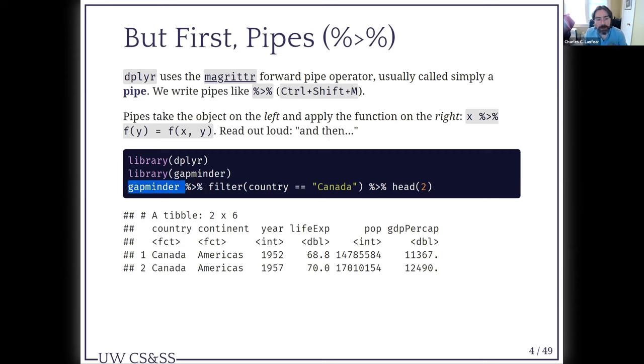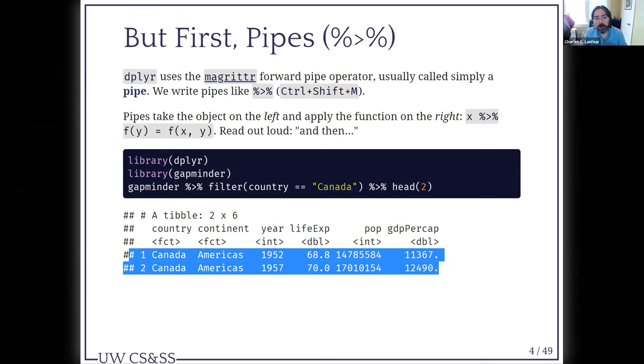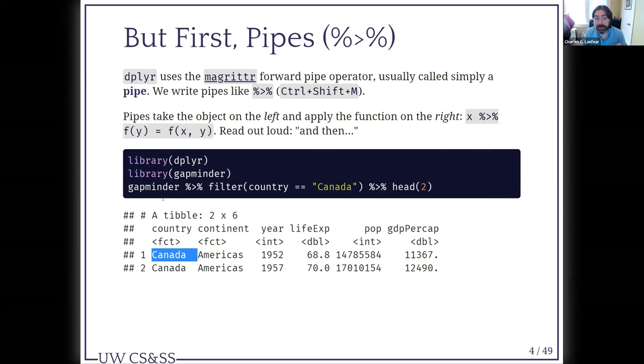So take the gapminder data and then filter those data so that country is equal to Canada and then head to, which is get the first two observations. So what it does is it takes gapminder data, puts it into the filter command, filters it, takes the output of that filter command and puts it in head and gets the first two observations. What we see down here are only observations from Canada because it filtered the Gapminder data down to Canada.